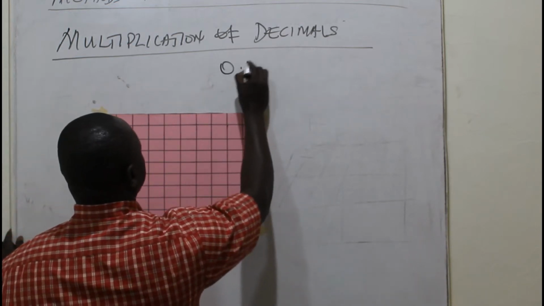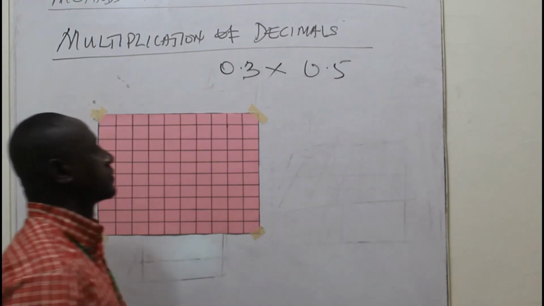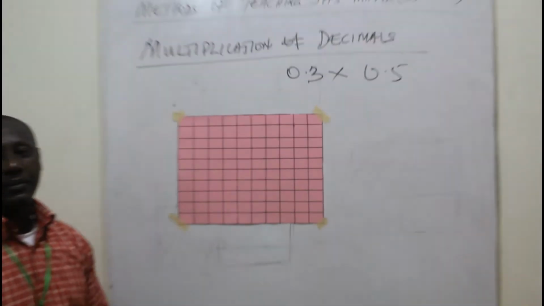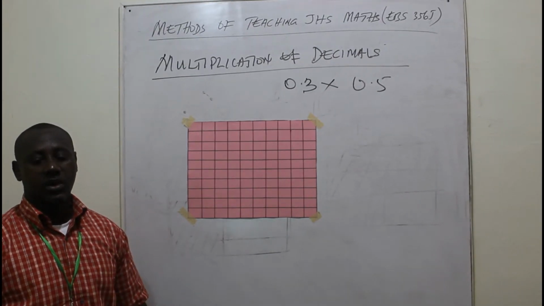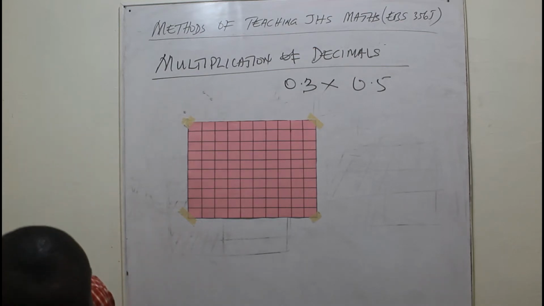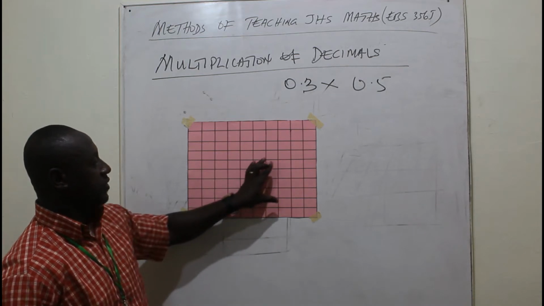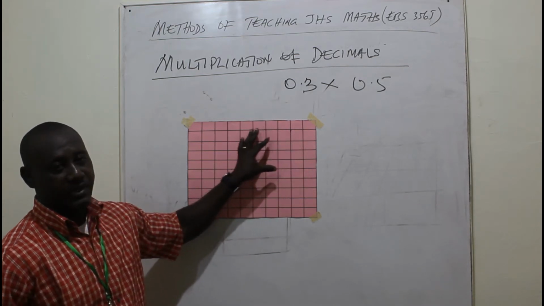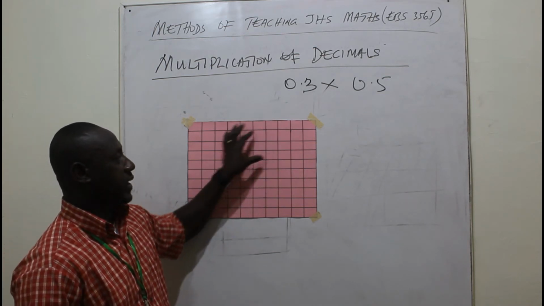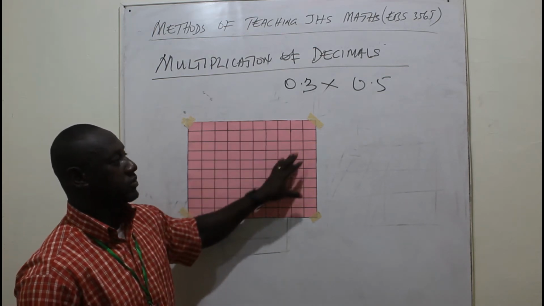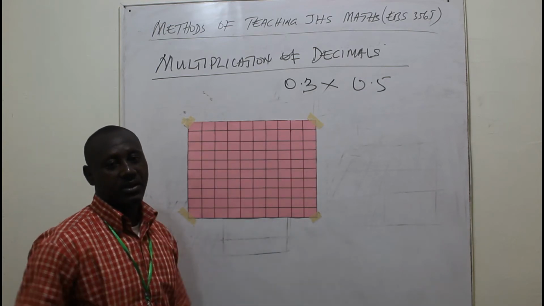But the focus now is going to be that we start from multiplication of 0.3 by 0.5. And so how are we going to do that? After you have guided your children to divide a rectangular sheet of paper or a square grid, what we call a square grid, you divide into 10 equal parts here, 10 equal parts here to get the 100 smaller boxes.